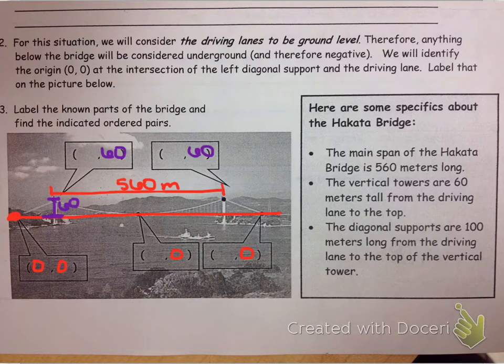And then finally it says the diagonal supports are 100 meters long from the driving lane to the top. So this is the diagonal support. It's 100 meters long from where it touches the driving lane to where it touches the top. So that's 100. And we need that information because we need to find this distance right here. And the triangle created by the diagonal cable, the driving lane, and the vertical tower is a right triangle. Not only that, it's a 3, 4, 5 right triangle that's simply had a scale factor applied to it.